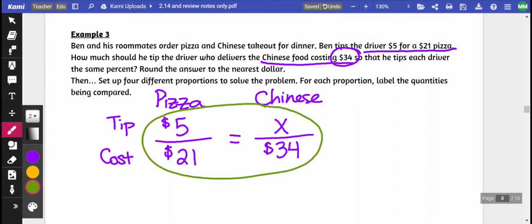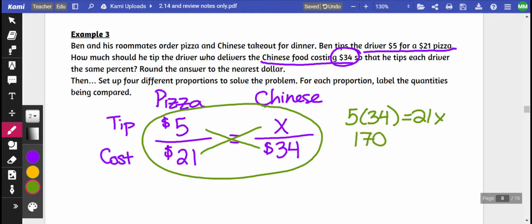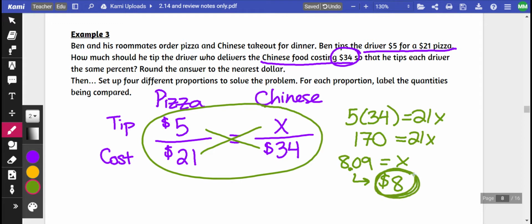Okay, so this is my proportion. I'm going to now solve it by cross multiplying. So I'm going to have 5 times 34 equals 21x. So 5 times 34 is 170, and that's equal to 21x. So you're going to divide both sides by 21, and you get 8.09. And it's said to round to the nearest dollar amount, so we would have $8 for the tip for the Chinese food.